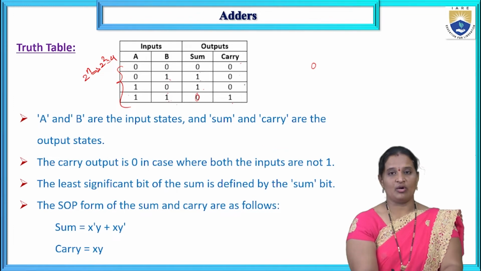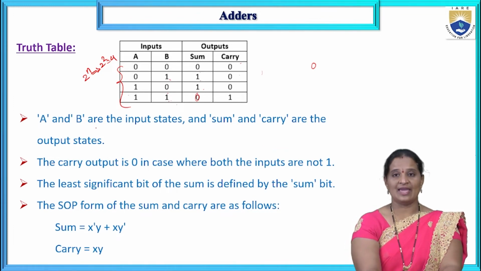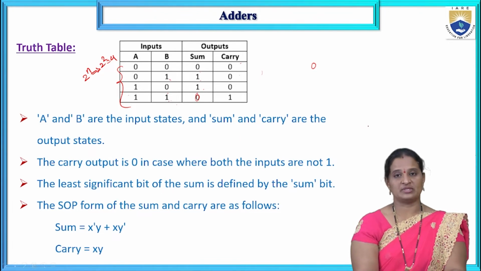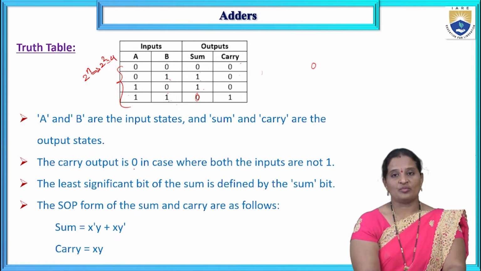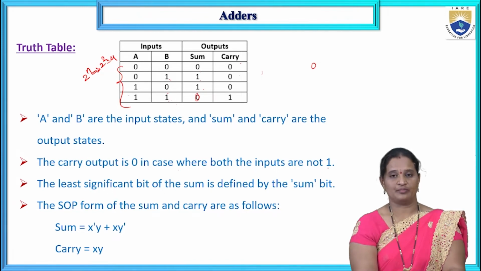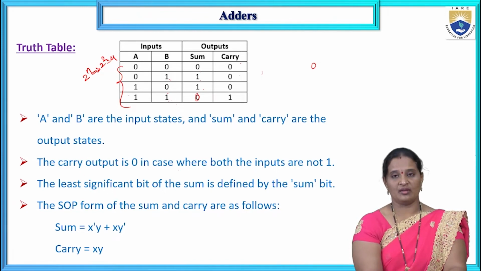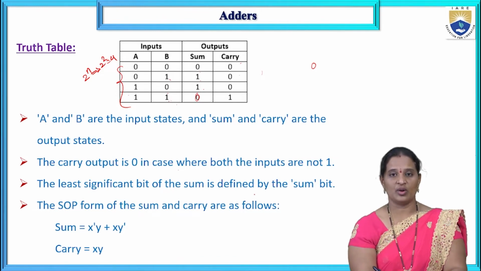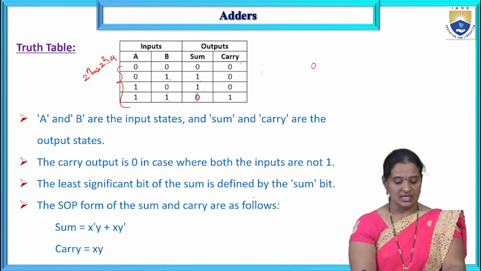According to the truth table, we can see that A and B are the input states and sum and carry are the output states. The carry output is 1 only when both the inputs are equal to 1, and it is 0 if both the inputs are not equal to 1.